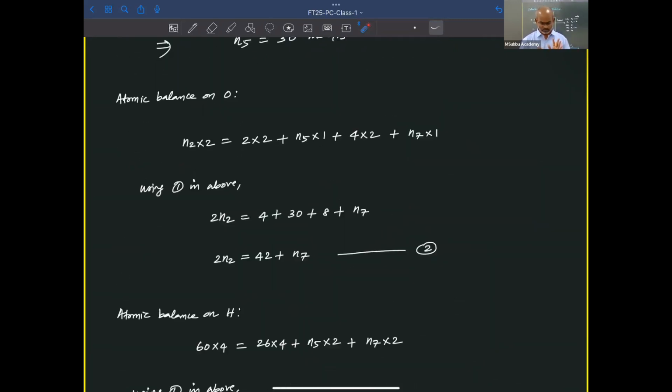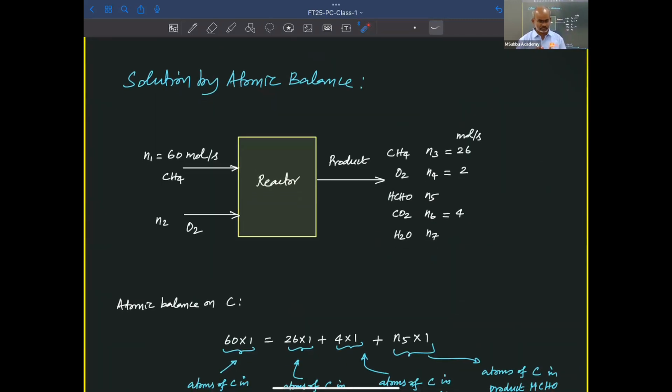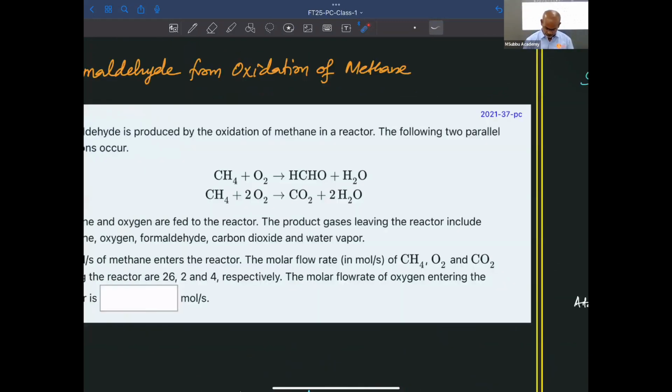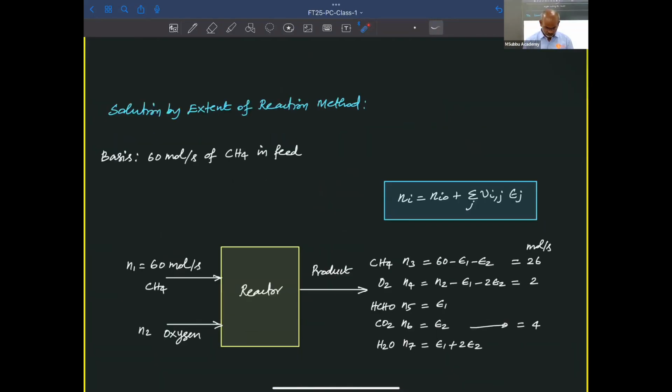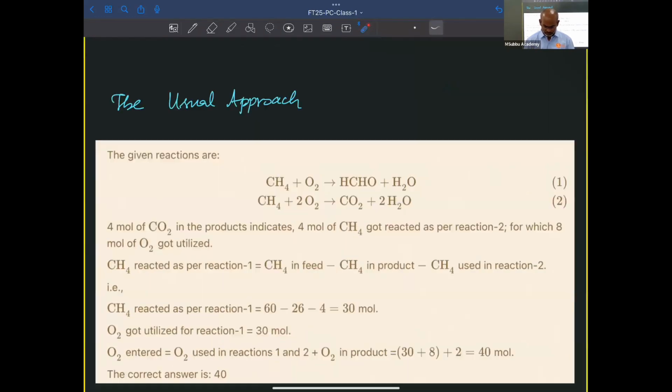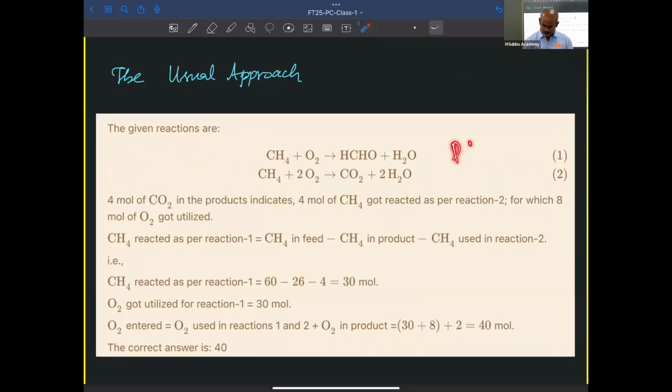This extent of reaction and atomic balance methods are very straightforward methods. Whereas in a usual problem, how you have solved. Of course, usual solution also I have written here. This is available in this process calculations textual course. So this is your reactions, and we are given with this data. So you have to calculate at last how much of O2 is entering.